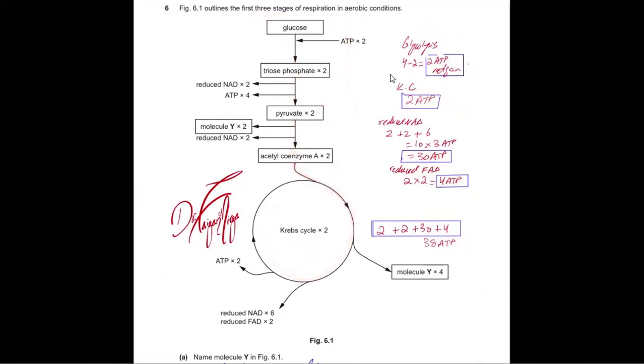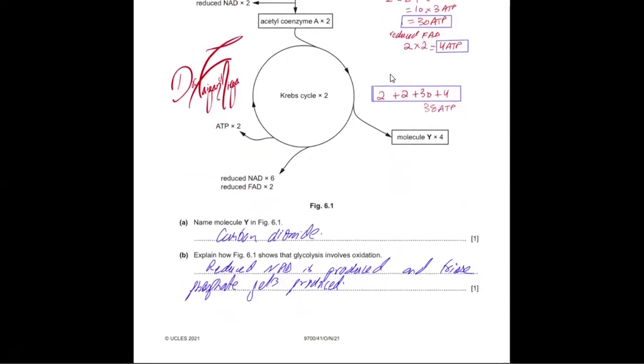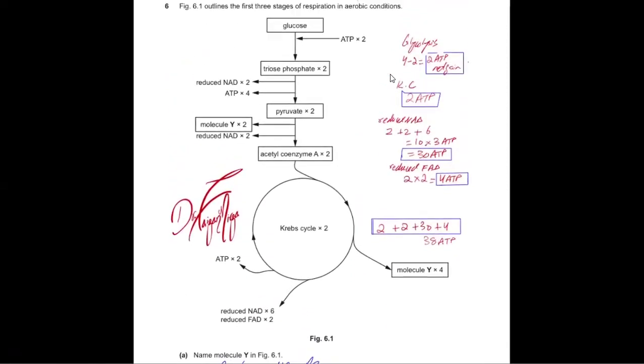They have already told you that these steps occur twice, because once pyruvate is produced, the link reaction and Krebs cycle occur twice for each glucose molecule. The ATP being consumed and the ATP being produced are shown, and the reduced NADs and reduced FADs are also mentioned. So all the steps are shown here. What are they asking? Number one, name the molecule Y in figure 6.1. We locate Y, this is Y here.